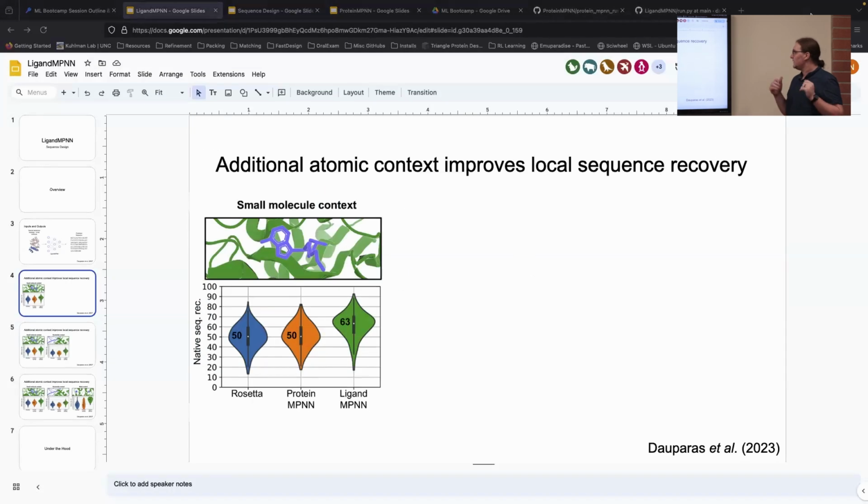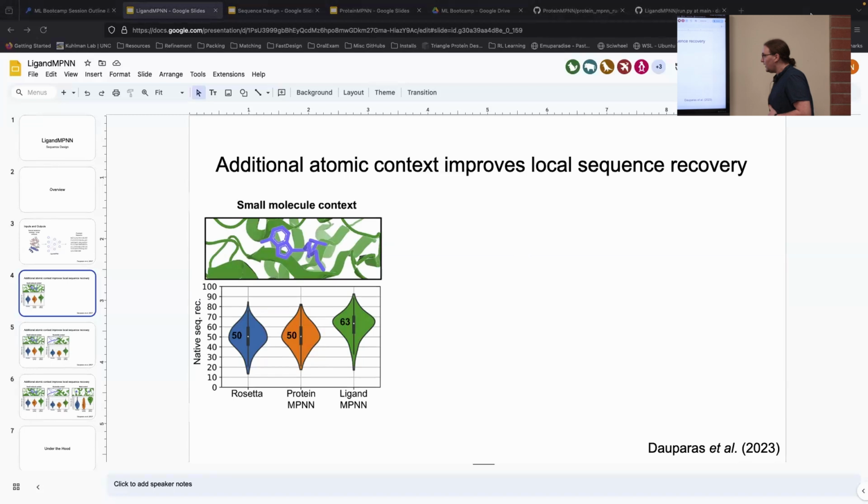Okay, a few results before we get into what's under the hood. Why do we need another ProteinMPNN? Well, the main reason is adding the extra context can really help improve the sequence design aspects. It can really help improve its interactions with other molecules.